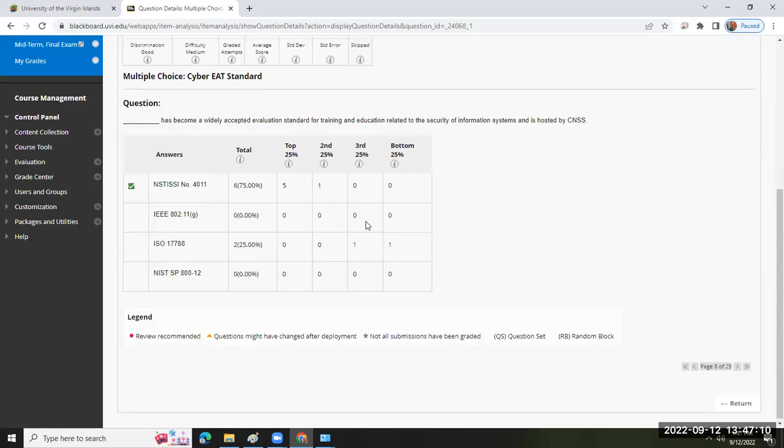Cyber EAT is a standard. That means education, awareness, and training. It has become a widely accepted evaluation standard for training and education related to the security of information systems and is hosted by CNSS. And that NSTISS number, whatever.